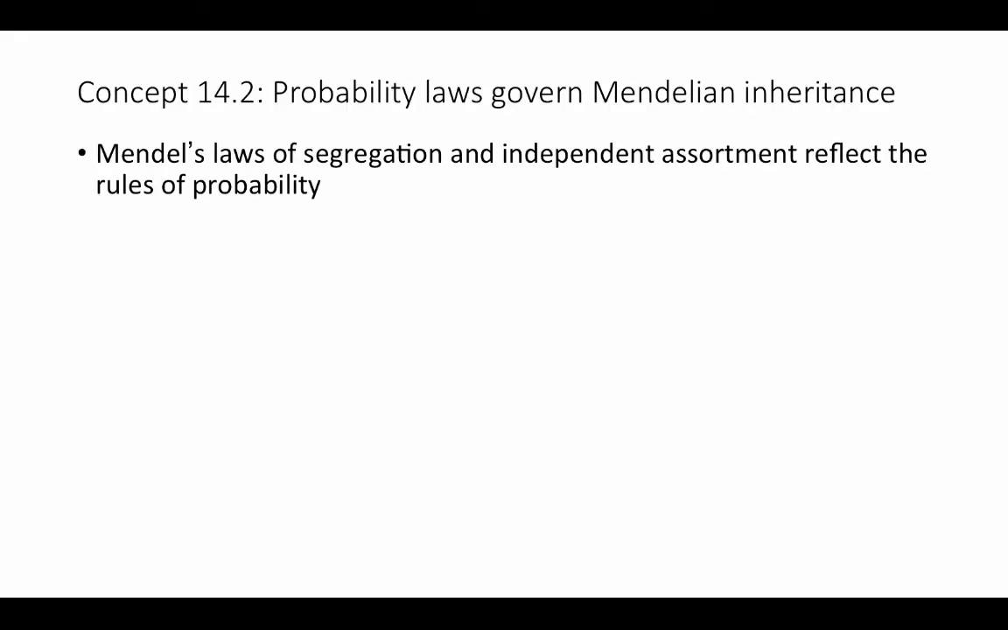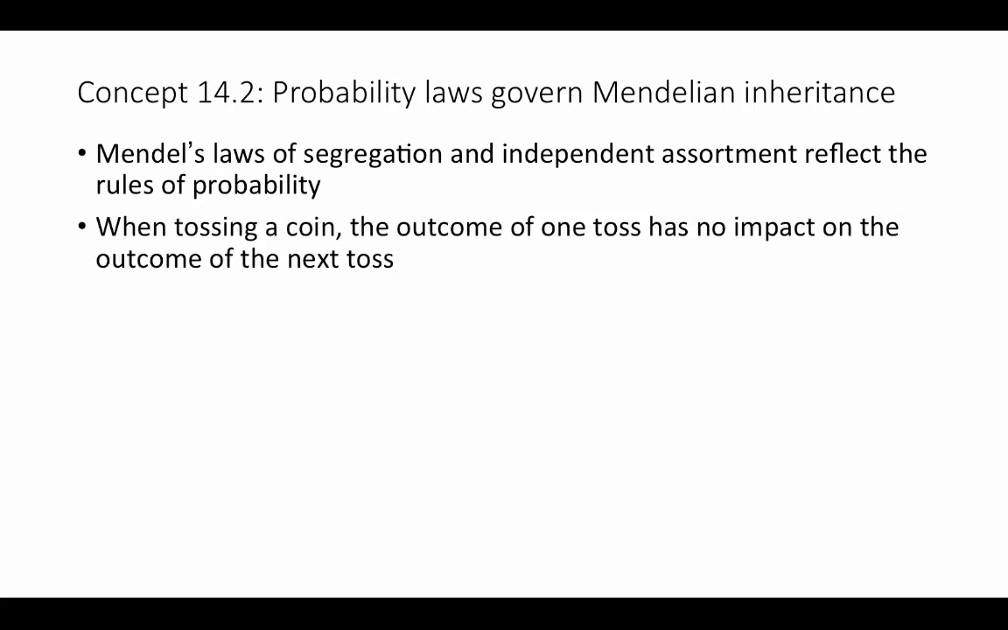So we've seen a little bit of how these combinations occur at random. And so what this means is that this whole process is going to be described by laws of probability. So laws of probability apply to randomly generated results. Mendel's laws of segregation and independent assortment reflect the rules of probability because they're random processes. So, for example, when tossing a coin, the outcome of one toss has no impact on the outcome of the next toss. Each one is a completely separate and completely random event.